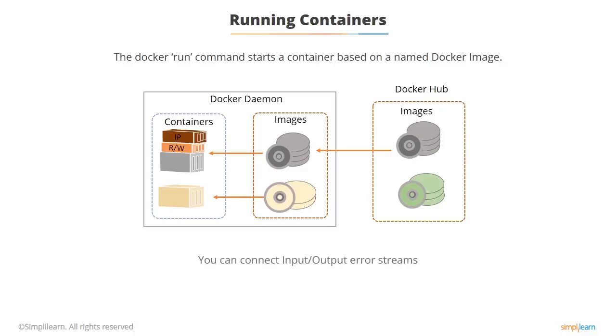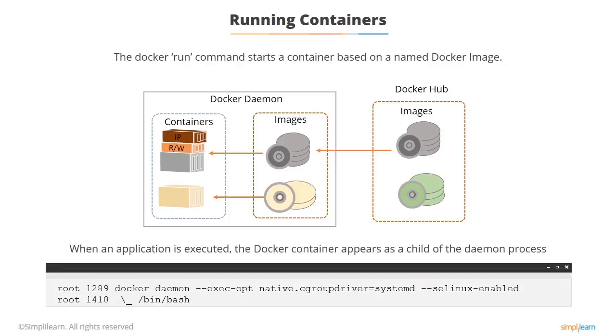So whenever it's run, the Docker container just appears as a child process. So this shows the daemon process here, which started with certain options, and then process 1410 is a child of Docker, which is the container running, in this case, a shell, which is one way of actually starting containers and quite powerful.